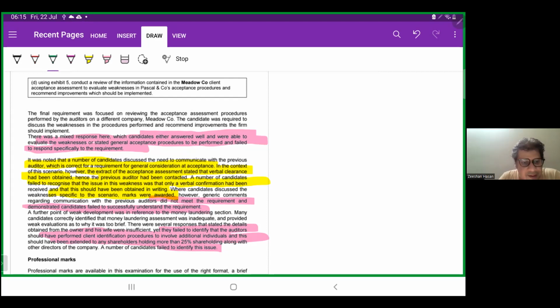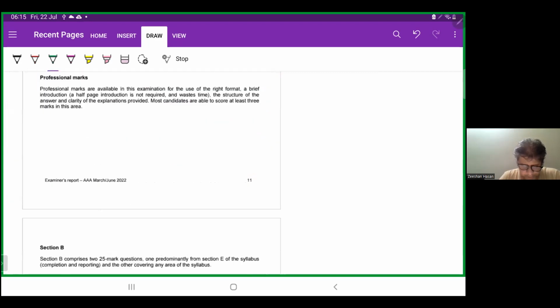Okay, so many candidates correctly identified that the money laundering assessment was inadequate and provided weak evaluations as to why it was too brief. There were several responses that stated details obtained from the owner and his wife were insufficient, yet they failed to identify that the auditor should have performed client identification procedures to involve additional individuals, and this should have been extended to any shareholders holding more than 25% along with the other directors of the company. A number of candidates failed to identify this issue.